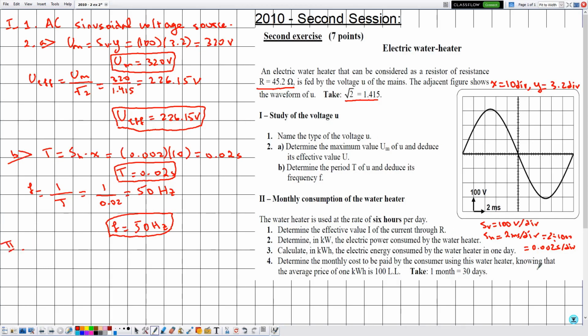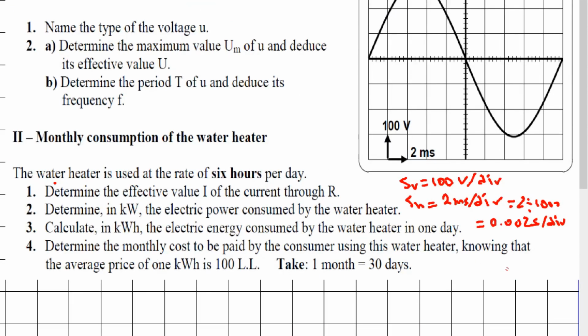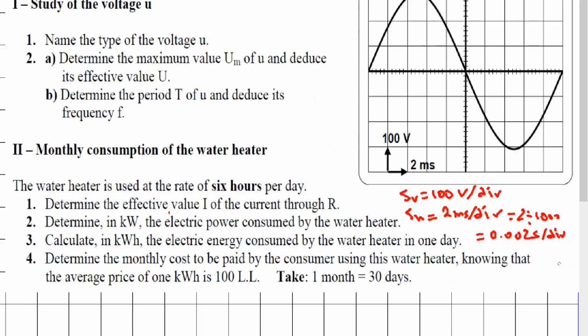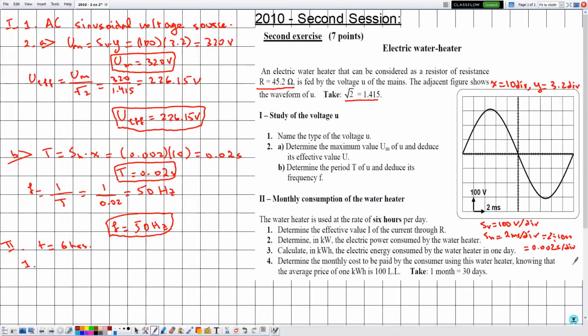Now, part 2, monthly consumption of the water heater. The water heater is used at the rate of 6 hours per day. Then the time for 1 day is given by 6 hours. Now, part 1, they are telling me to determine the effective value I of the current through R.